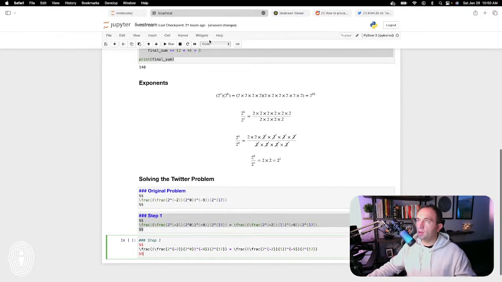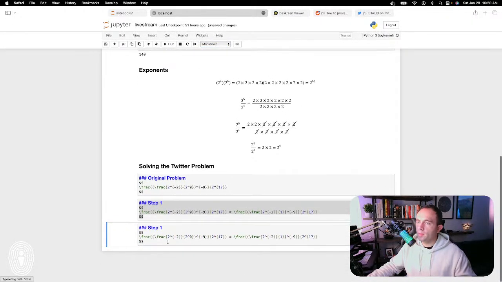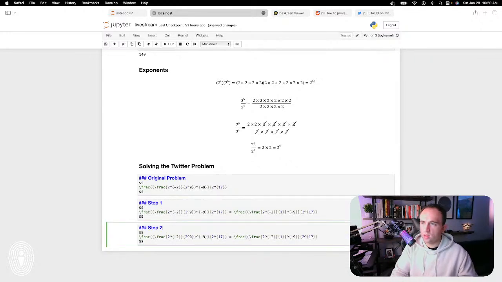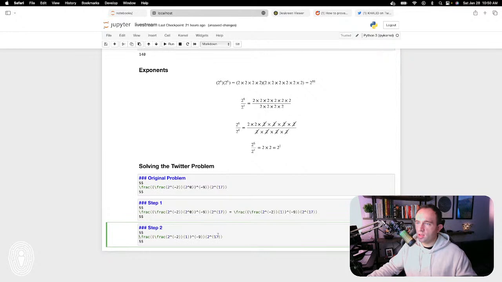Keep adding more markdown. Sorry, I don't know why I keep doing it like this. All right, so step 2. We're going to take this part out. So we're basically going to say this is the same thing as this, because remember, we're basically just going to omit this here.